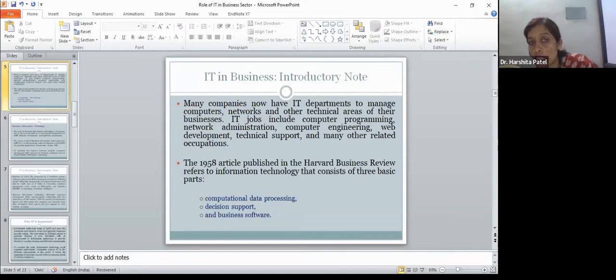Here we can understand the use of information technology in business from the article published by Harvard Business Review in 1958, that you may be aware of. It referred to information technology as talking about three important points: computational data processing, decision support, and business software. Here I can talk about one thing that is called data. Whether or not you have heard this term, I want to mention it, as it appears in many places in research and in business. Business is everything here, like someone is selling, someone is buying.